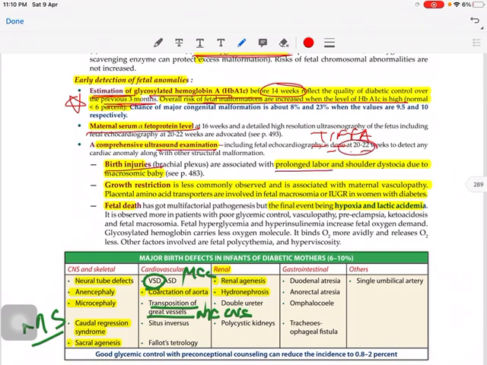Birth injuries can occur. Why? Due to prolonged labor and shoulder dystocia. Growth restriction can also occur, and it is due to vasculopathy. Fetal death can occur, and why does this occur? Due to hypoxia and lactic acidemia.